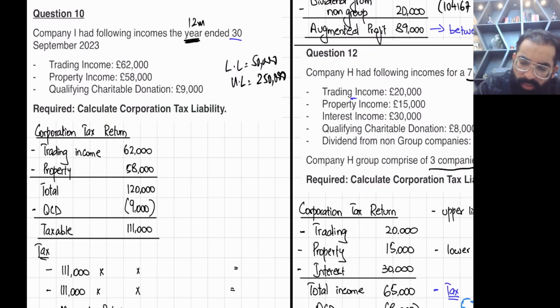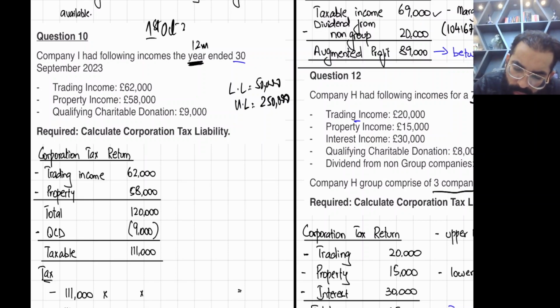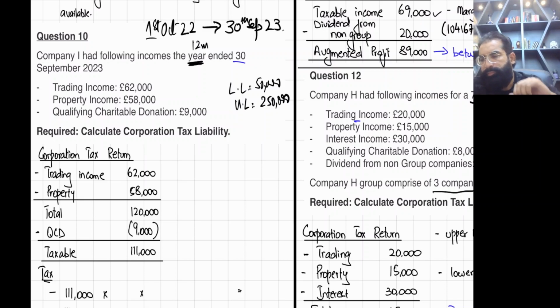Now wait. Should I draw the accounting period? Yes. It's ending on 30th September 2023, and it's a year, so 12 months. So go back 12 months. So it will be 1st of October 22. Okay. So now you can see the first 6 months are before 1st April 23 and 6 months after 1st April 23. You can see 6 months, 6 months.